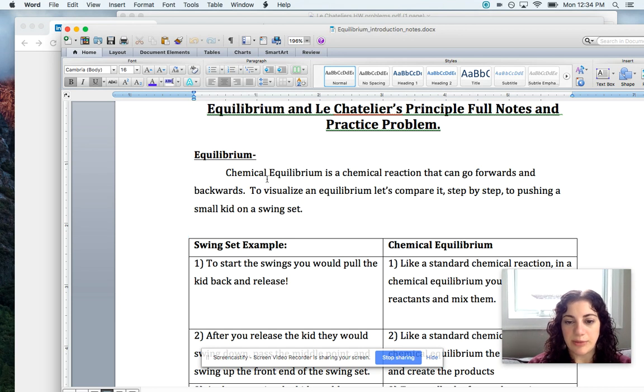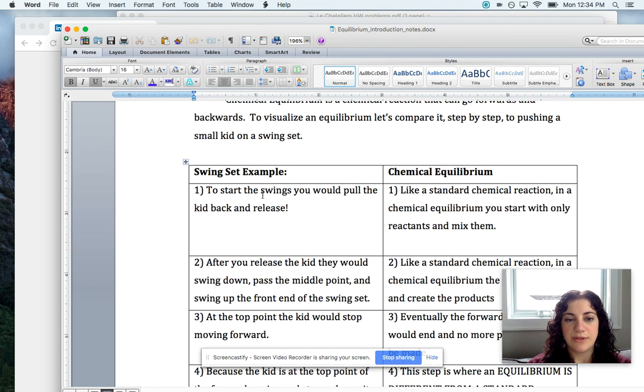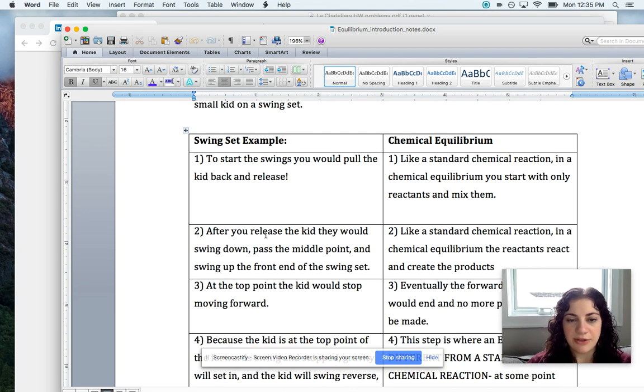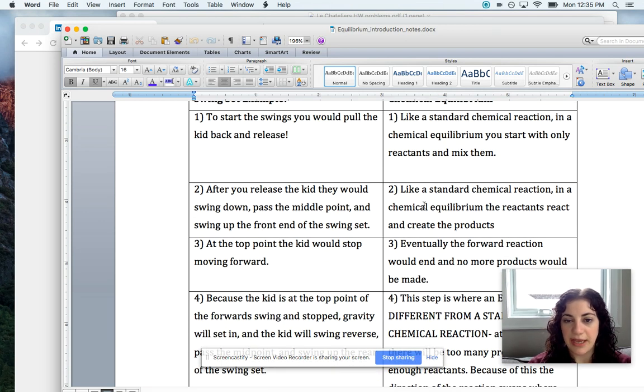So, equilibrium. What is equilibrium? Chemical equilibrium is a chemical reaction that can go forward and backwards. To visualize equilibrium, let's compare it to pushing a small child on a swing set. So, to start the swings, you'll pull the kid back and then release, right? Compare that to chemical equilibrium. That would be like starting a chemical reaction. You start with only the reactants and you mix them. Okay, then what happens? After you release the kid, they would swing down past the middle point and swing up the front end of the swing set. Okay, so that's like a standard chemical reaction in a chemical equilibrium, the reactants react and create the products.